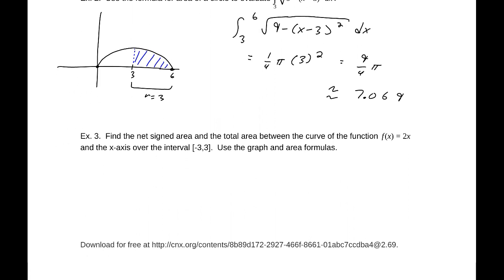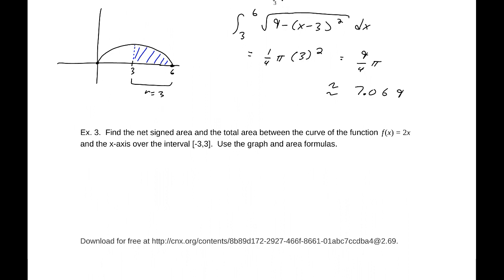Example 3, find the net signed area and the total area between the curve of the function f of x equals 2x and the x-axis over the interval -3 to 3. Use the graph and area formulas. For the next few of these, we are going to have very good shapes that fit. These are actually going to form some triangles. At the points 3 and -3, our function is at 6 and -6 respectively, and the area we want to find is this area.